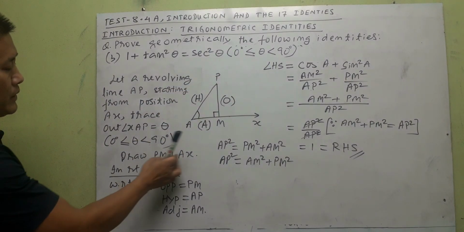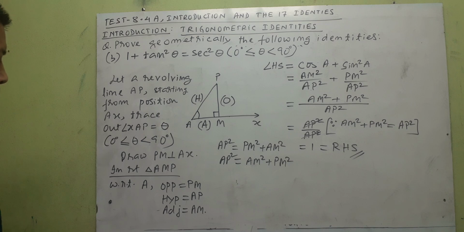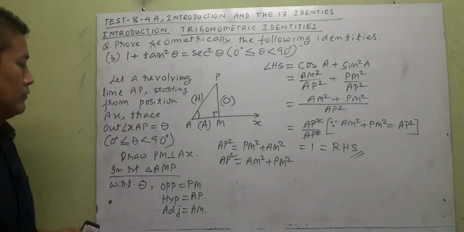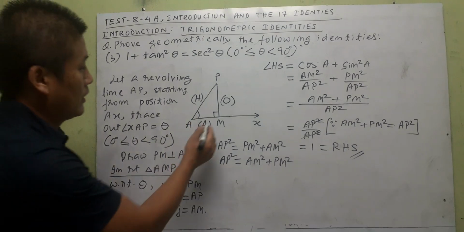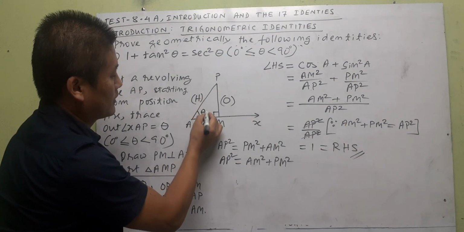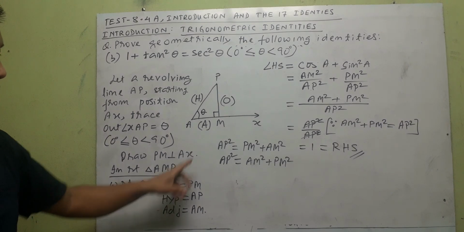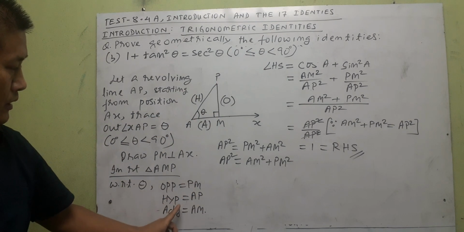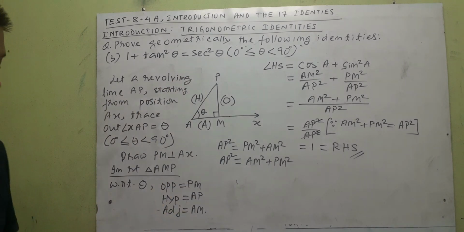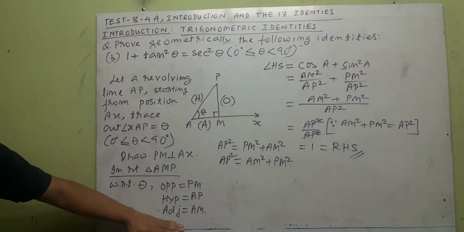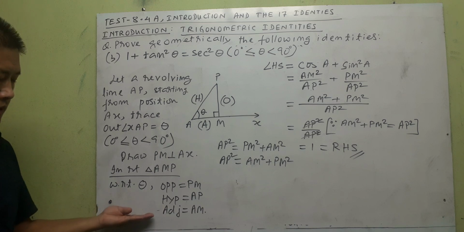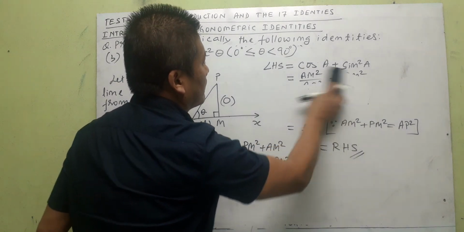And draw PM perpendicular to AX, that's fine. So you can write here theta now, because XAP is going to be taken as theta. So opposite will be the same. The two arms of theta are AM and AP. Hypotenuse is the same, adjacent the same. You can write it down up to here. Now you can pause the video and write up to there.